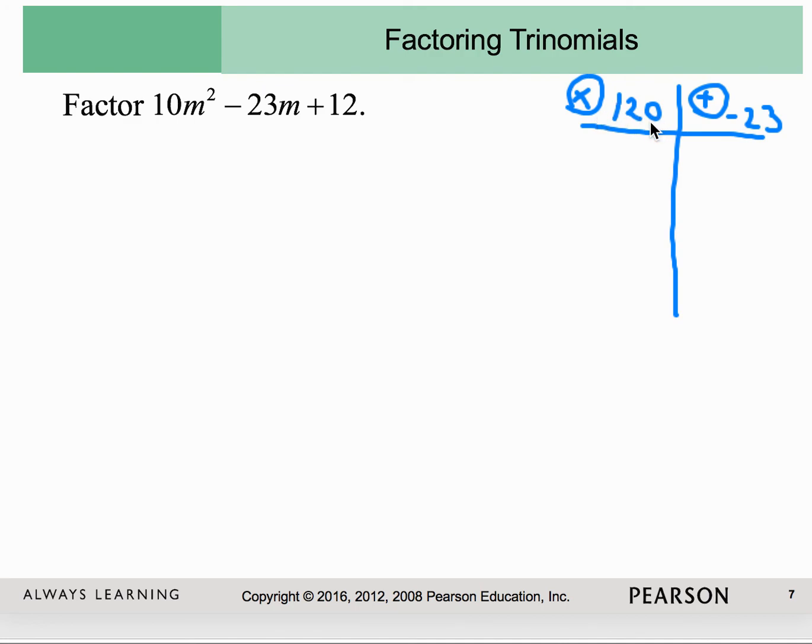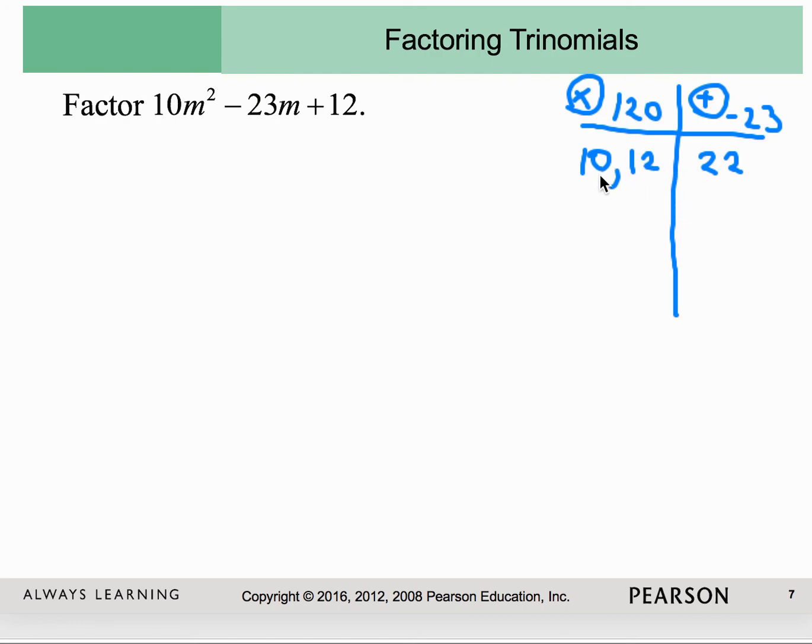Hopefully, anytime a number ends in 0, you automatically know that 10 is a factor. But if your number's kind of big and you're like, what are the factors of 120? Don't forget you got that number by multiplying two numbers. So you always have a place to start. Okay, so 10 and 12, when I add them together, 10 plus 12 is 22. So I'm really, really close to the number I need.